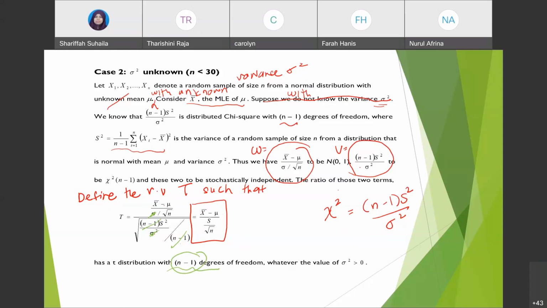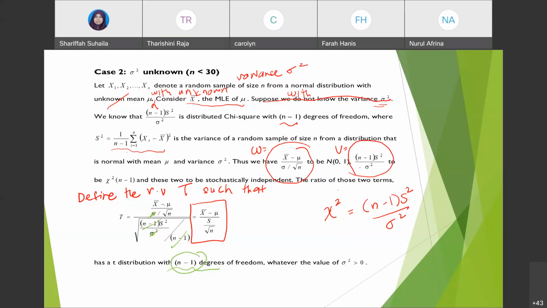So, that means the information here, dia akan diberilah daripada soalan tu. Let's say x1, x2, xn is a random sample of size n with unknown mean mu and unknown variance. So consider that your x bar is MLE. Okay, we know that, note that n minus 1 s square over sigma square is distributed as chi-square with n minus 1 degree of freedom.